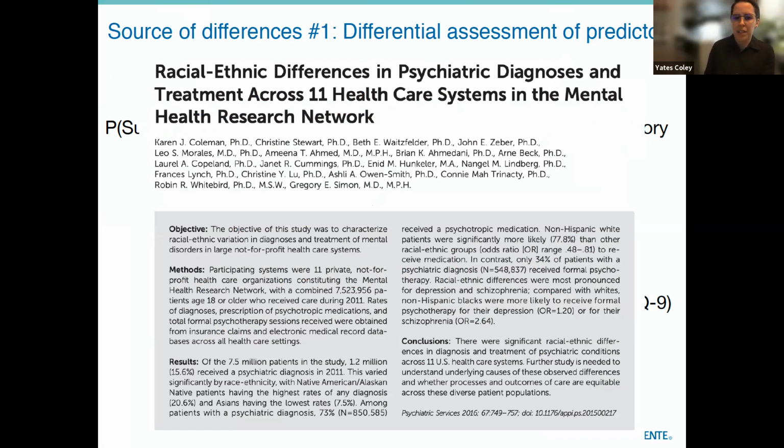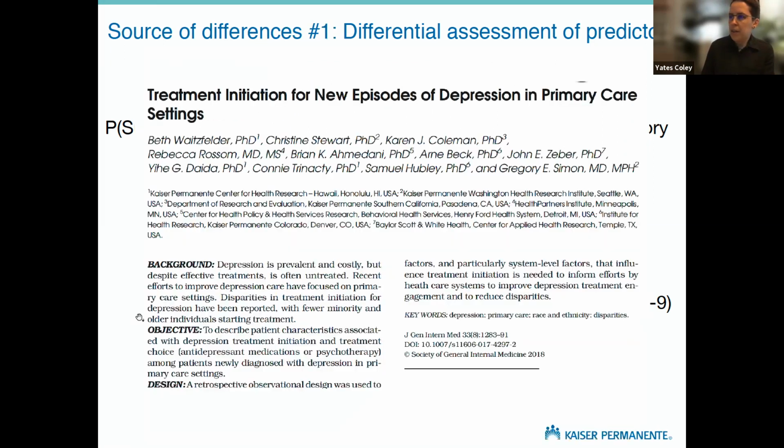And one of her findings was that white non-Hispanic patients were more likely to get psychotherapy for depression and schizophrenia than Black non-Hispanic patients. There's also a paper from this group that found that non-Hispanic white patients are more likely to initiate psychotherapy or antidepressant medication after an initial depression diagnosis than Hispanic, Asian, and Black patients.